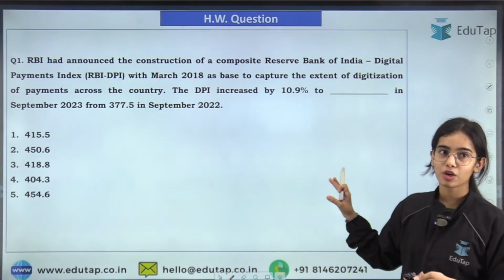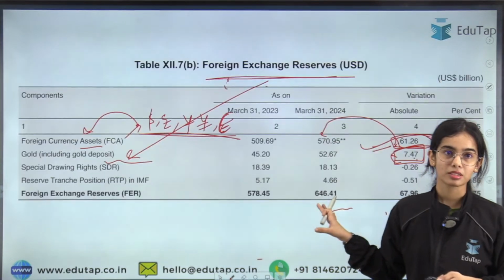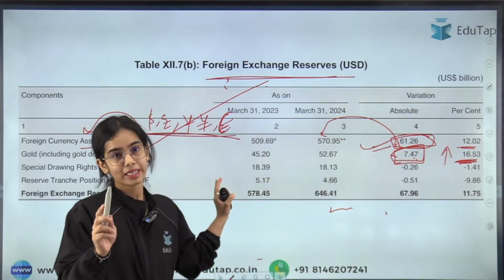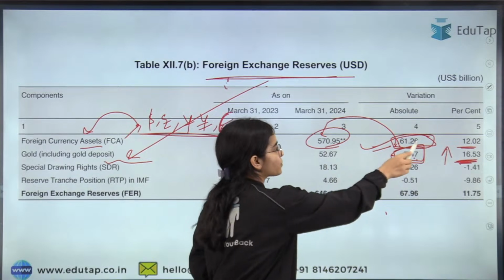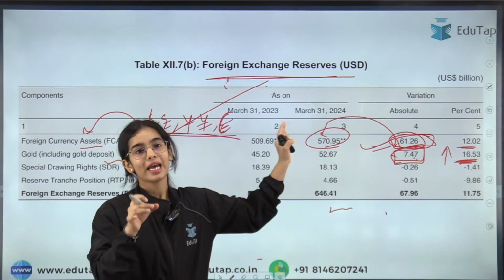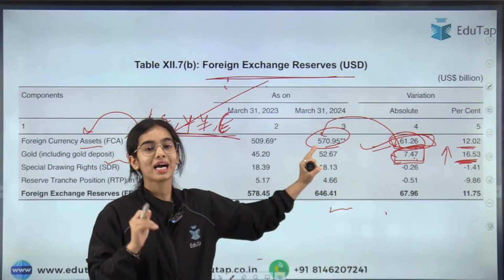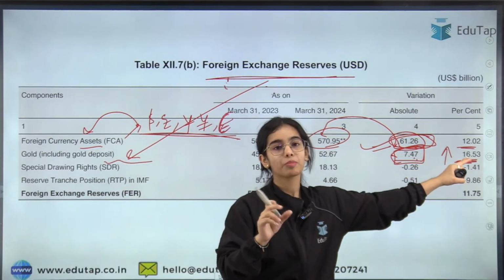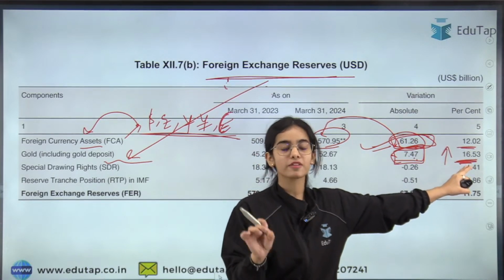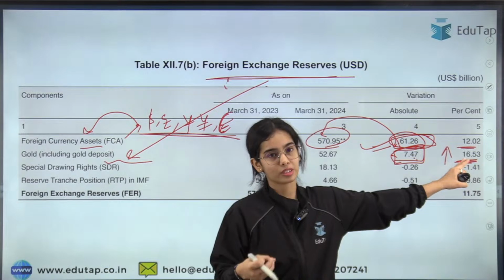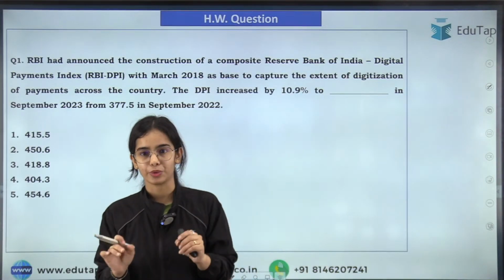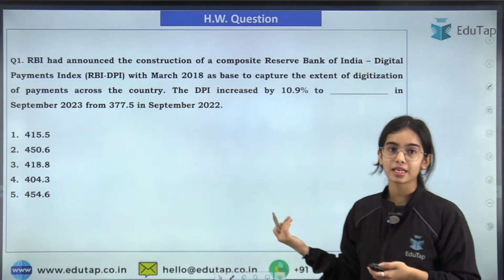Okay, so this is a homework question. I hope you will be easily able to answer this question. Here I have told you that the highest part of the foreign exchange reserves is foreign currency assets, and then the gold reserves. But the highest variation in percentage terms has been seen in gold reserves, because of the valuation of the gold reserves. Okay, so this is the complete idea that I wanted to provide to you. Any confusion? So yes, you can easily answer this question.